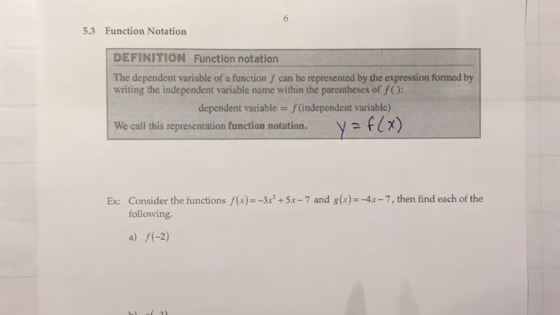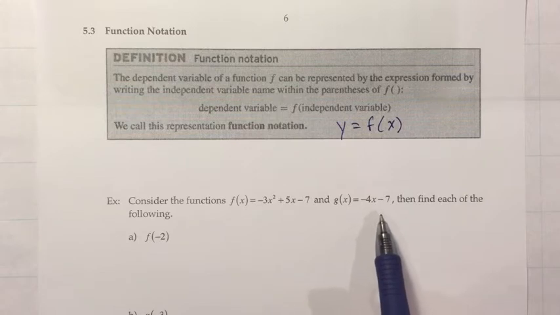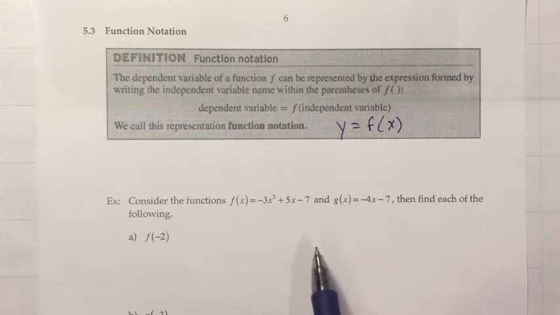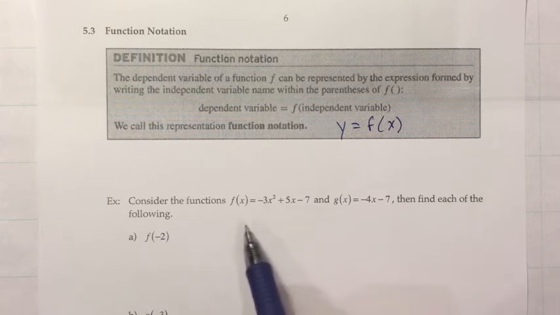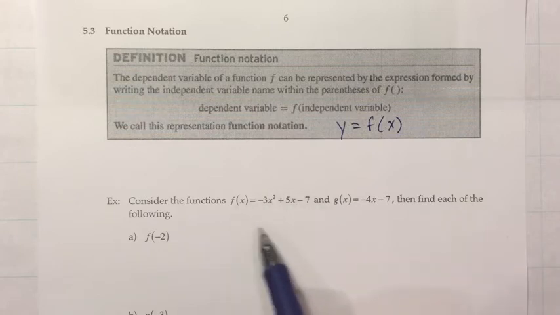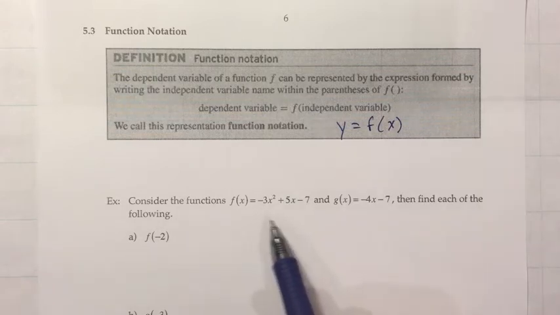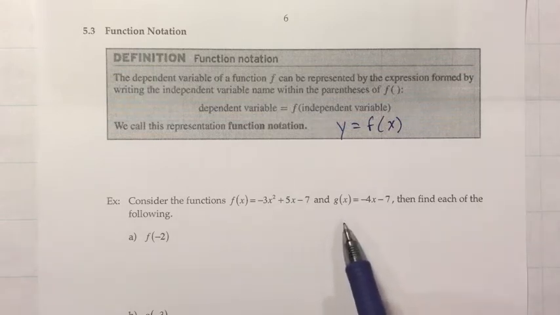So consider the following functions: f of x equals negative 3x squared plus 5x minus 7, and g of x equals negative 4x minus 7, and find each of the following. So first of all, these are just two different functions where we took what would have been the y and replaced it by f of x. So you can just think of this equation as being the same thing as y equals negative 3x squared plus 5x minus 7. When you have multiple functions, you want to be able to tell the difference between them.